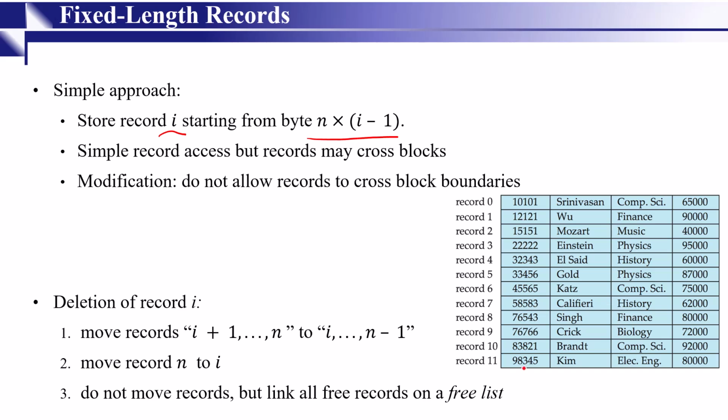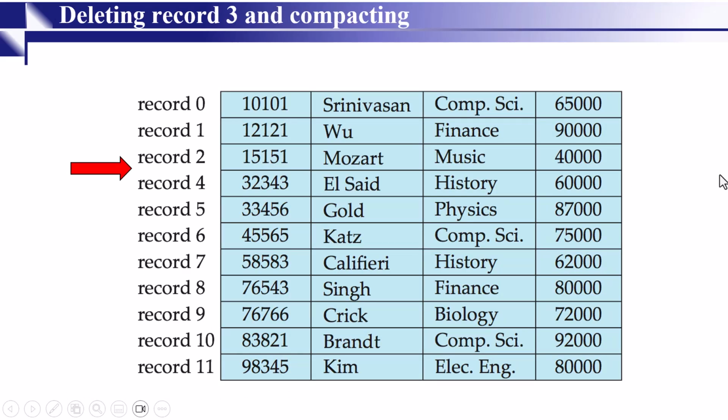So we can see here in this table, this is a fixed length record with IDs. You can see IDs here, names, departments, and salary for the instructor table. Another strategy is to avoid moving records during deletion. Instead, link free records into a free list, which we will discuss further. So here we can see one example.